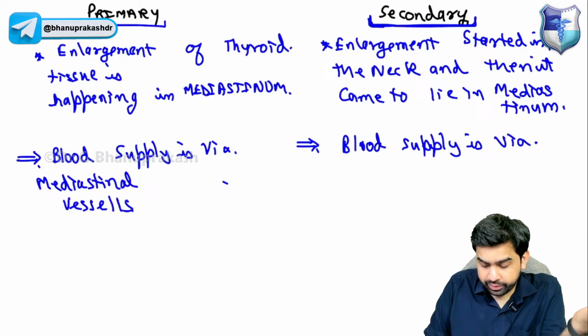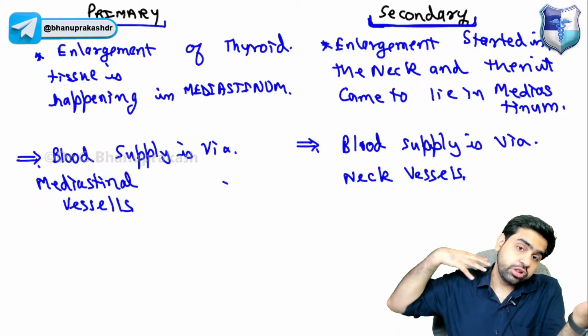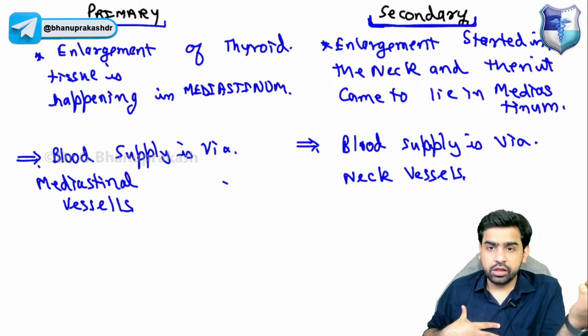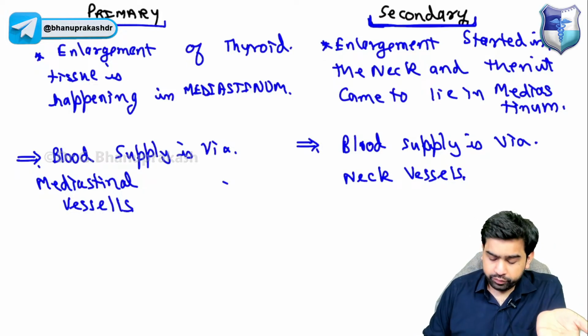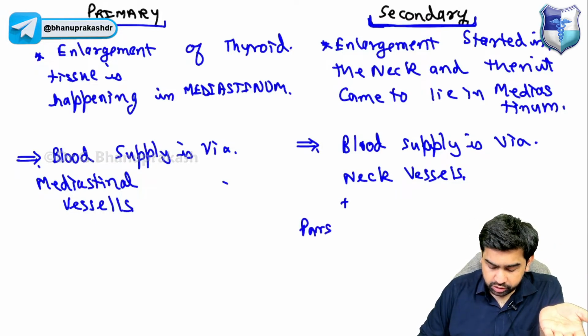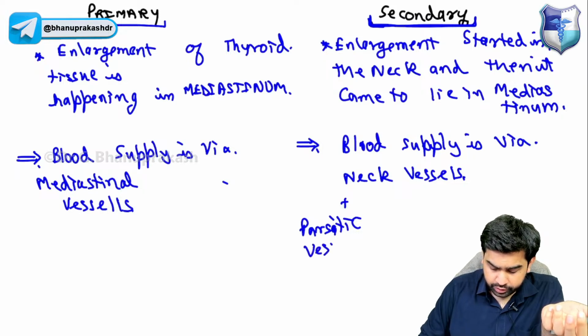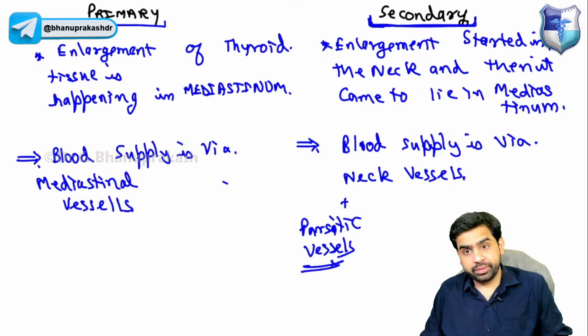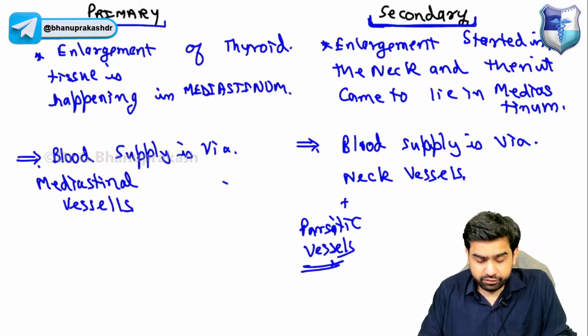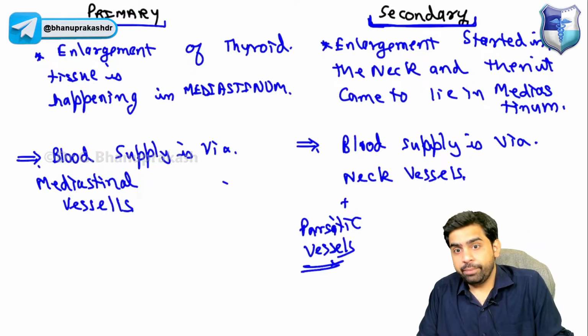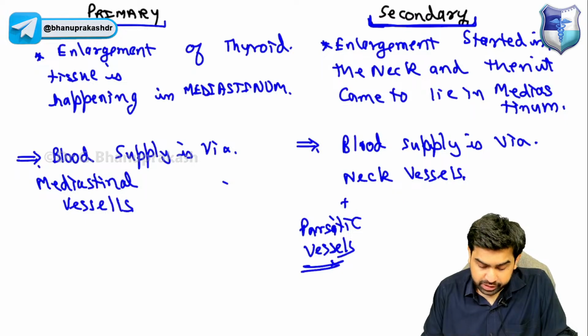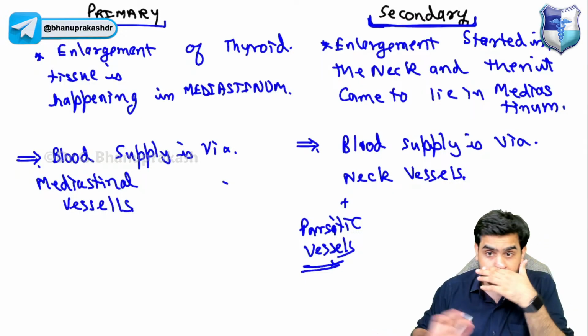In the secondary retrosternal goiter, the blood supply is predominantly via the neck vessels. So the blood vessels of the neck are primarily the ones supplying this secondary retrosternal goiter. Along with this, yes, parasitic vessels may develop from the mediastinum, but primarily the blood supply is from your neck vessels. That is what you need to understand. This is the basic difference between these.